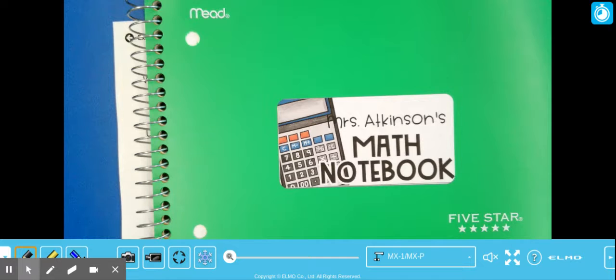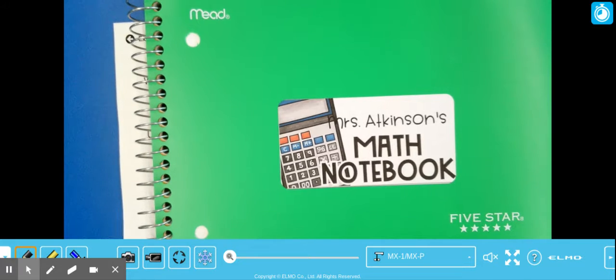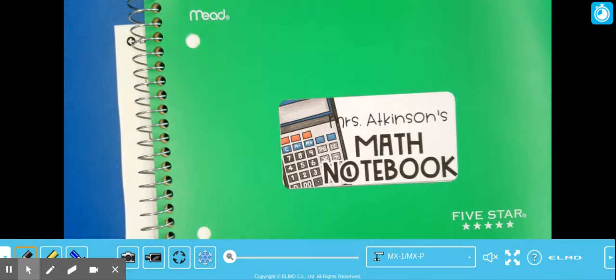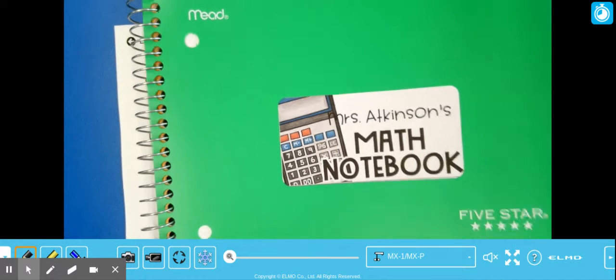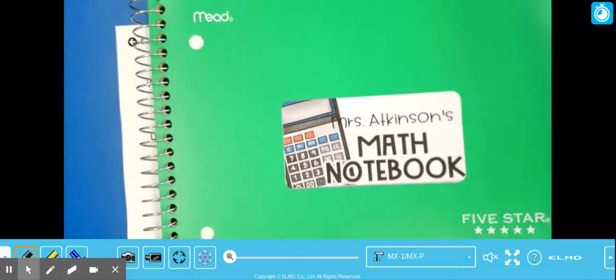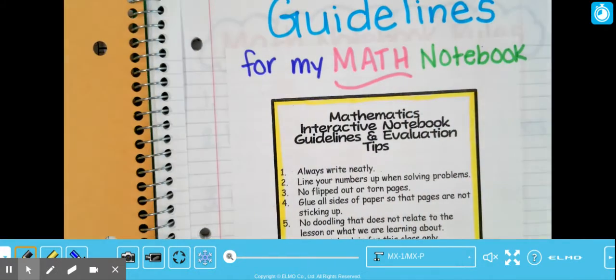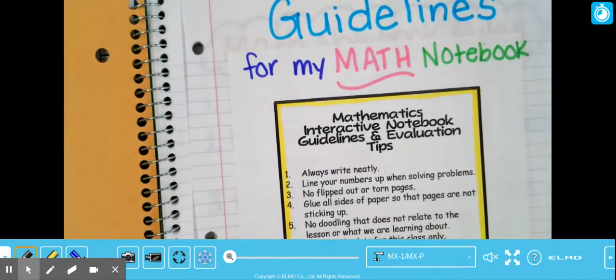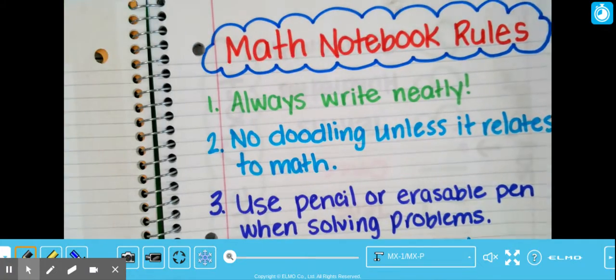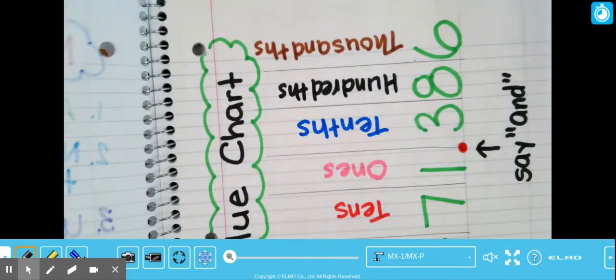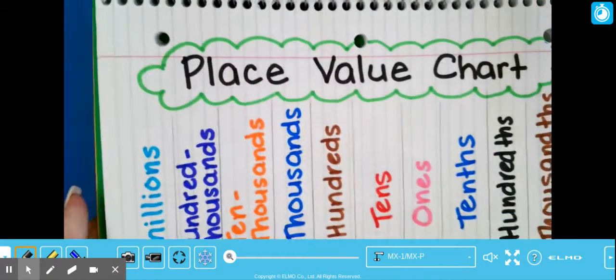Our math notebook is a really important resource as we move through the school year. It is a place to put all of your mathematical thinking down on paper and something that you can refer back to often. It's one way that you can study, and it's one way that you can go back and look at your notes to make sure that you have everything. So I'm just flipping through my notebook. Hopefully you have most of the pages that I have.